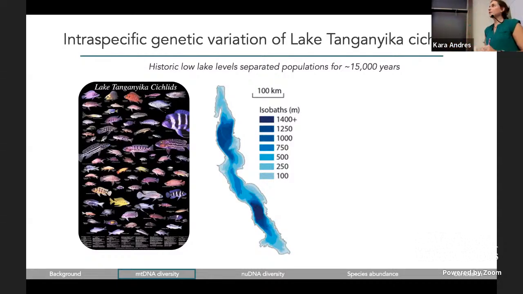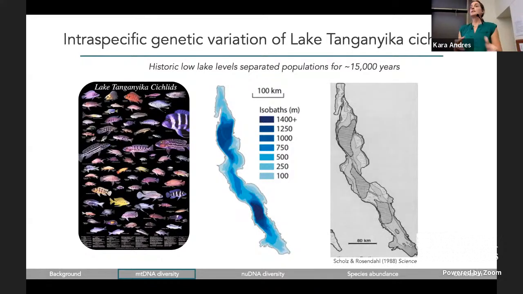Lake Tanganyika famously hosts a really wide diversity of cichlid fish species. And we expect really high levels of both among- and within-species diversity based on the known history of this lake. I'm showing here a depth profile of the lake. You can see there are three major subbasins. While they're all connected now, historically they were physically separated from one another. About 25,000 years ago, lake levels were much lower.